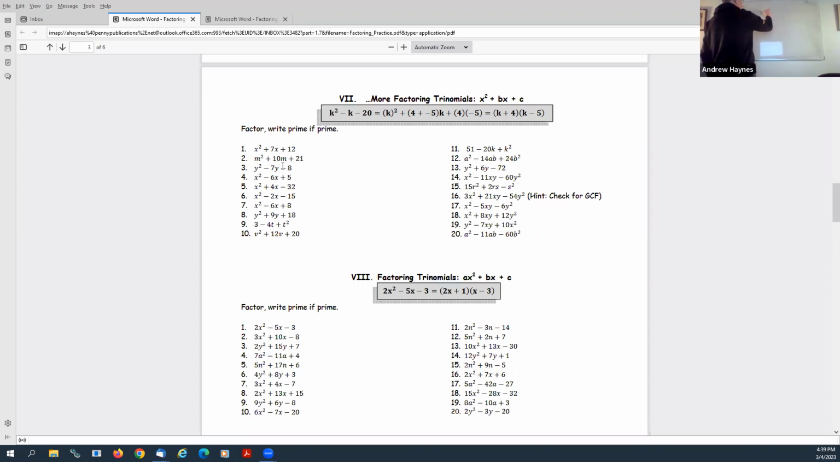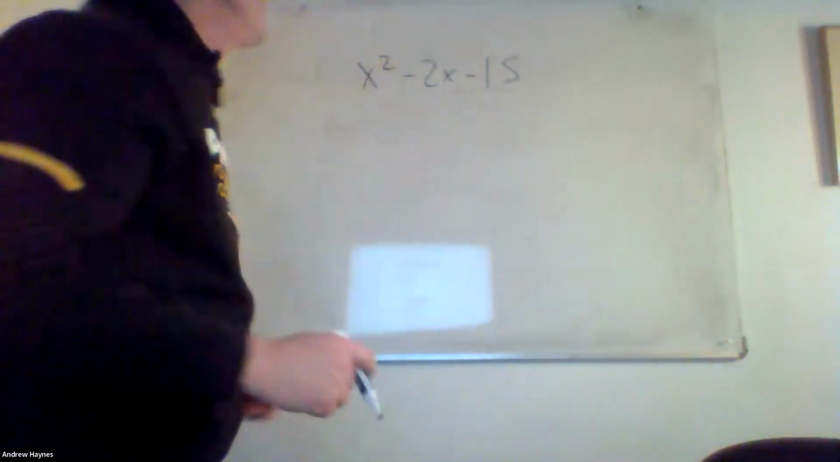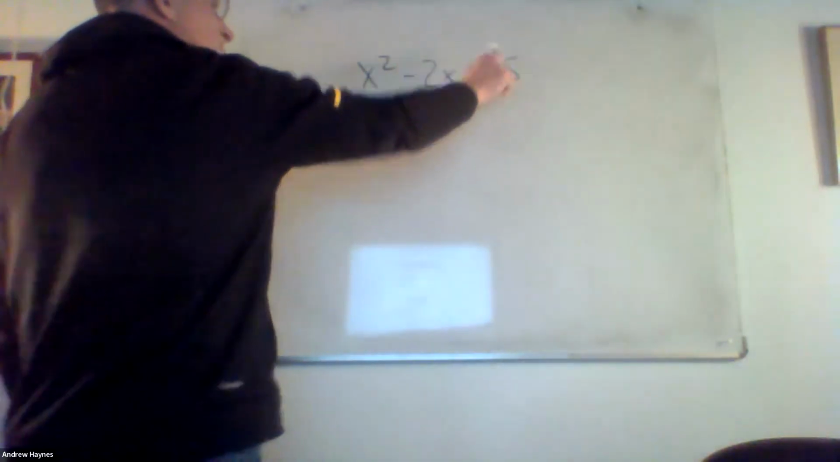It's x squared minus 2x minus 15. I'll turn the share off for a moment so you can see better. So x squared minus 2x minus 15.